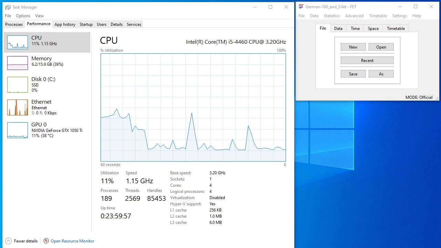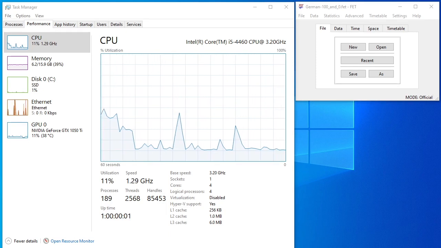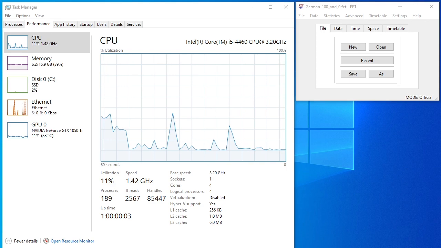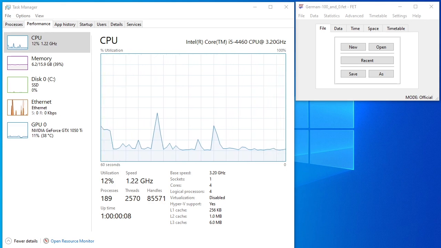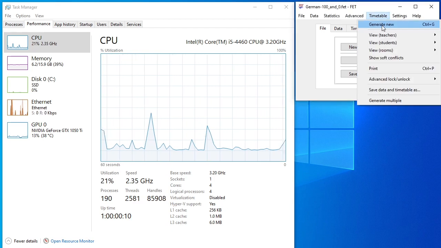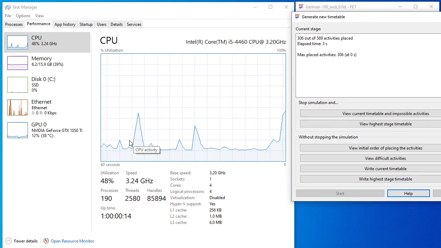Hello, welcome to my third speed-up video. Today I want to check out which hardware is required to increase the speed of generating a timetable with FET. So I just generate a timetable and check the task manager.